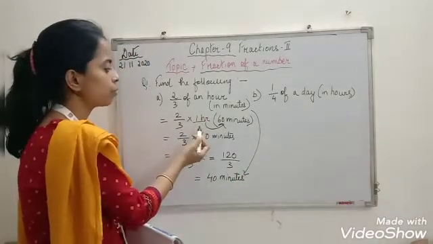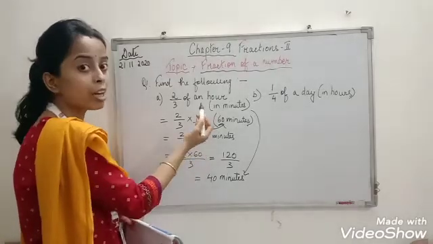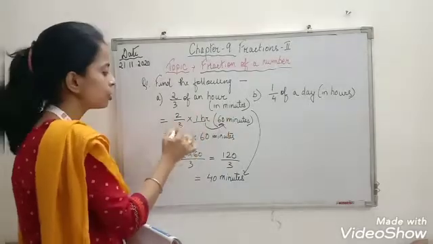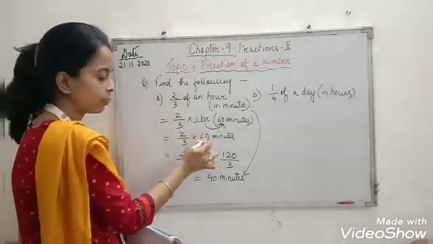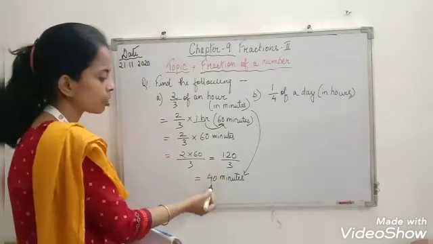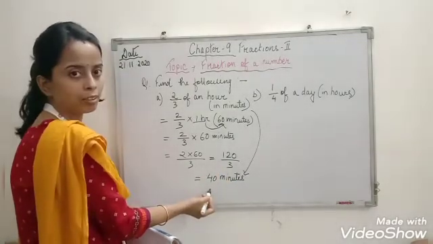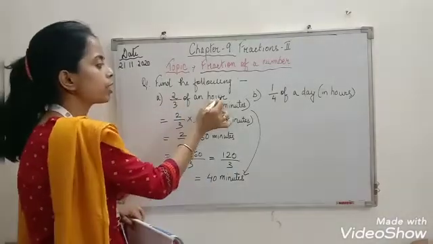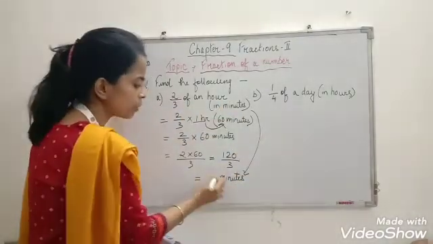2/3 of an hour, 1 hour equals 60 minutes. Already here it is written 2/3 of an hour in minutes. So 2/3 into 60 minutes, 120 by 3. So how much is it? 40 minutes. 2/3 of an hour in minutes is 40 minutes.